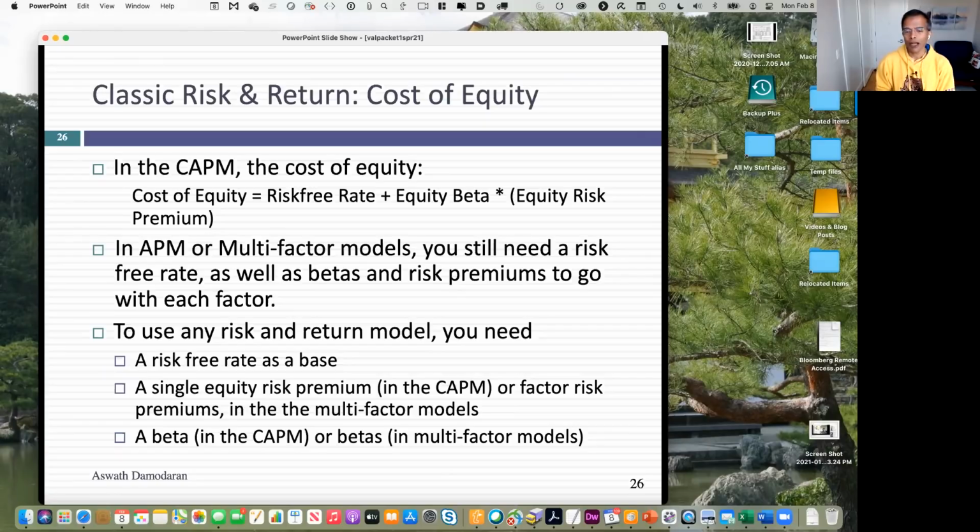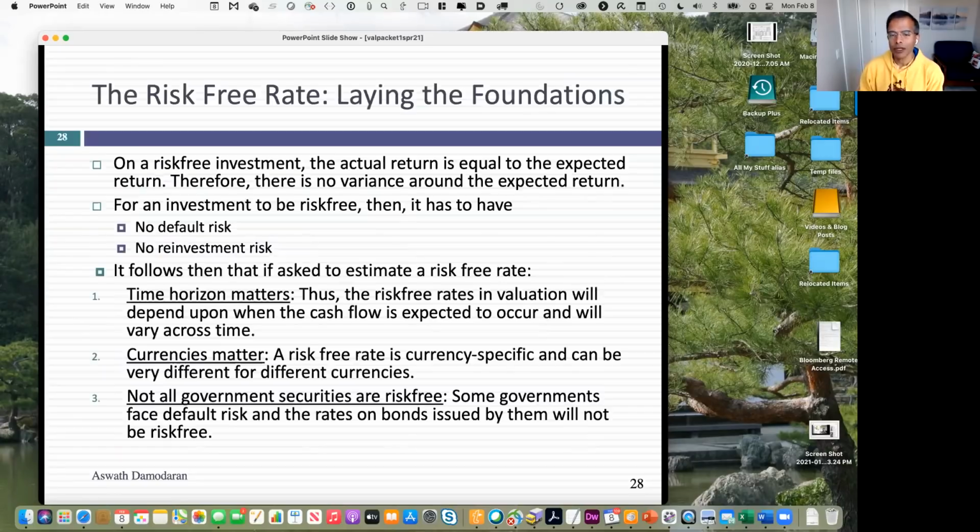You need a risk-free rate. You need a measure of relative risk, which is what a beta is. You need an equity risk premium. Let's start with the risk-free rate. The definition of something being risk-free is you're guaranteed the return you will make. I'm going to leave you with that thought. That is what a risk-free investment is.